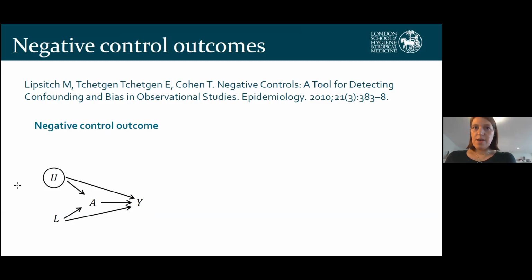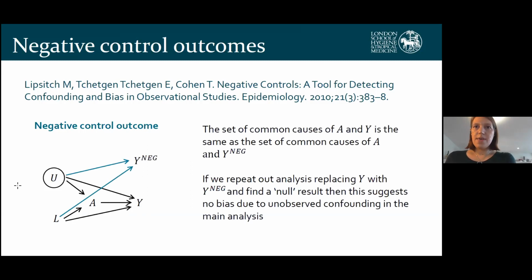So a negative control outcome is one that looks like this. So it has the same arrows going into it as the actual outcome, Y, except the one that comes from the treatment A. And so a negative control outcome is one that is such that the set of common causes of A and Y is the same as the set of common causes of A and this negative control outcome.